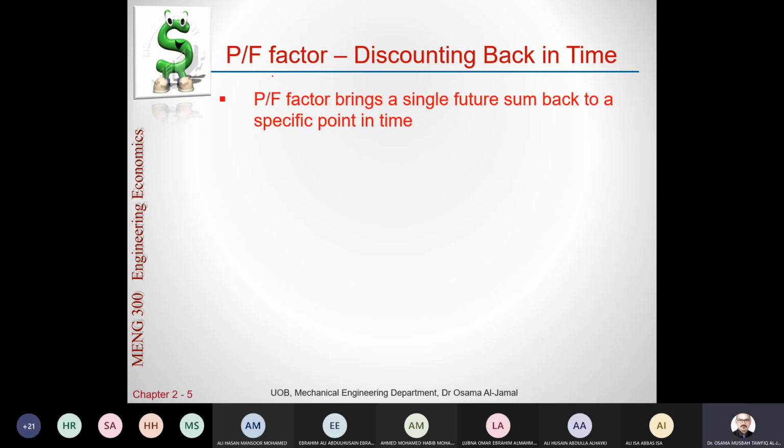Now, finding P, giving it F. The P given F factor brings a single future sum back to a specific point in time. There is no condition to bring it to time 0. It says here, to a specific point in time. It can be year 1, year 2, year 3, year 4, but to the left of the future one. For example, if you want to calculate for year 5, the present for it can be in year 4, year 3, year 2, year 1, or year 0.